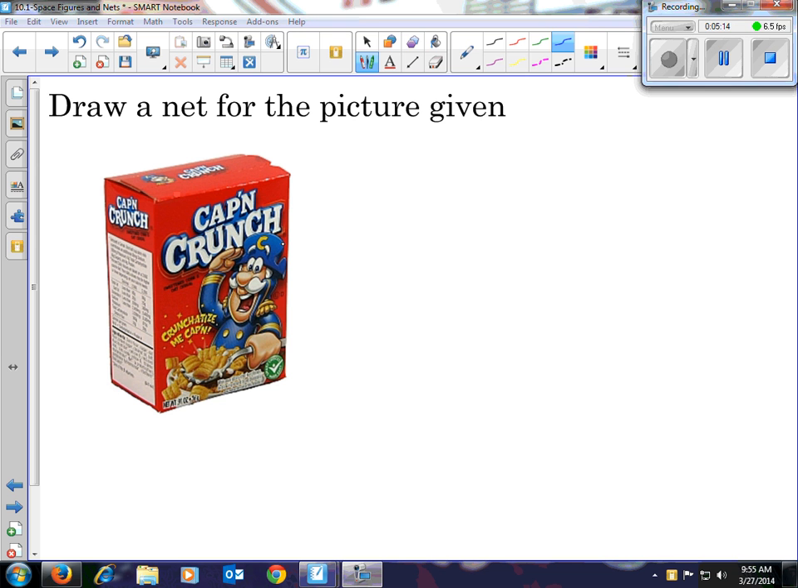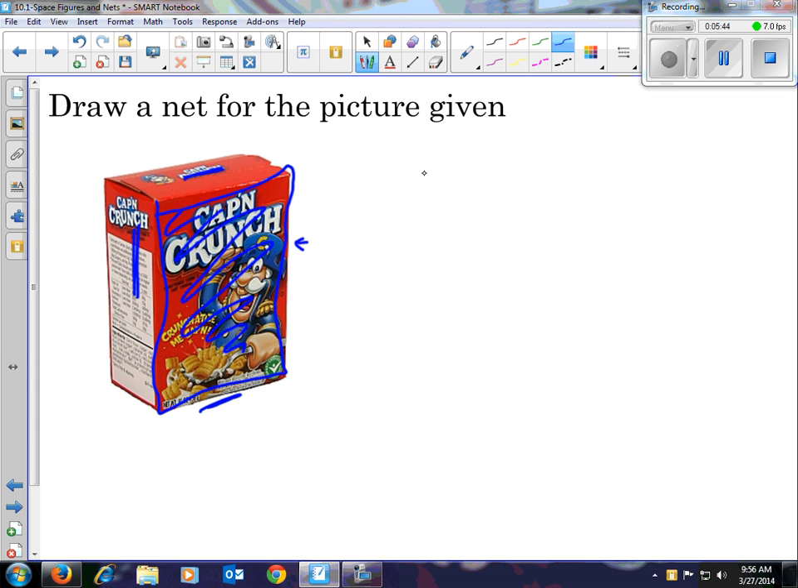So if I'm looking at my Captain Crunch cereal box, I have a rectangle here. So I have this rectangle. Sorry. I have this rectangle here. I also have this one and this one, which are a little bit smaller, and then I have this outside edge over here and this one down here, and then I also have another triangle that looks just like this one in the back. So when I start drawing this, I'm going to draw my main face here.